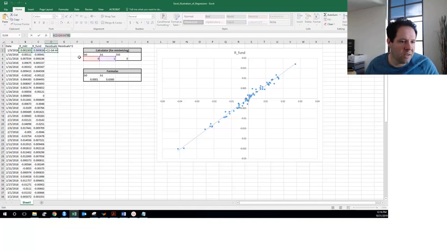So here's the fund return, minus the intercept, minus the slope times the market return. Another way to put this is minus the equation for the regression line. Here's the fund return, that's the thing we're trying to predict, and then we subtract the measure of fit. So here's the intercept plus the slope times the value of the market for that observation.